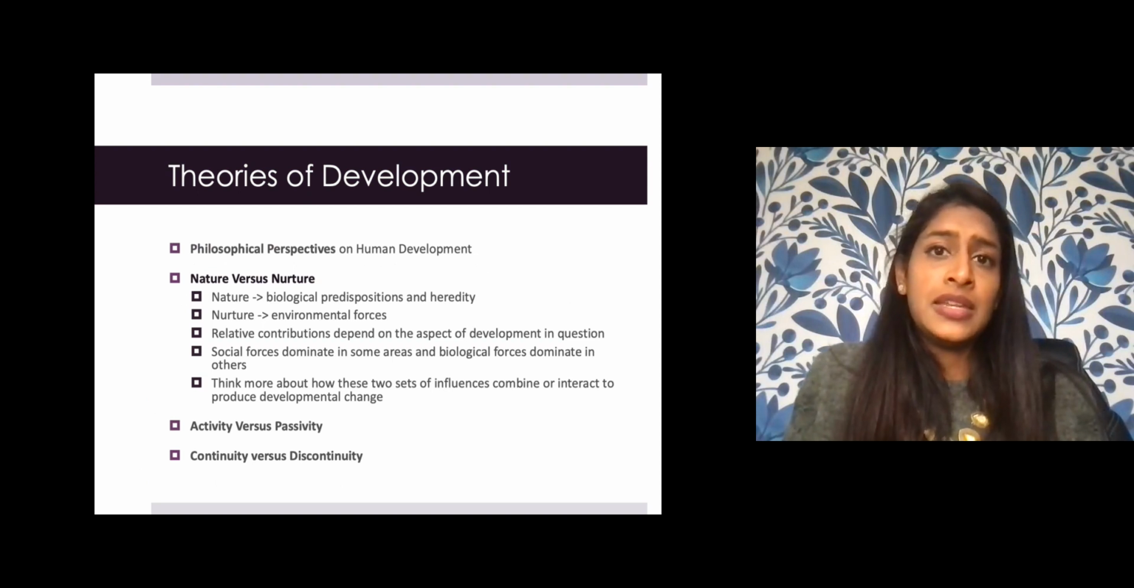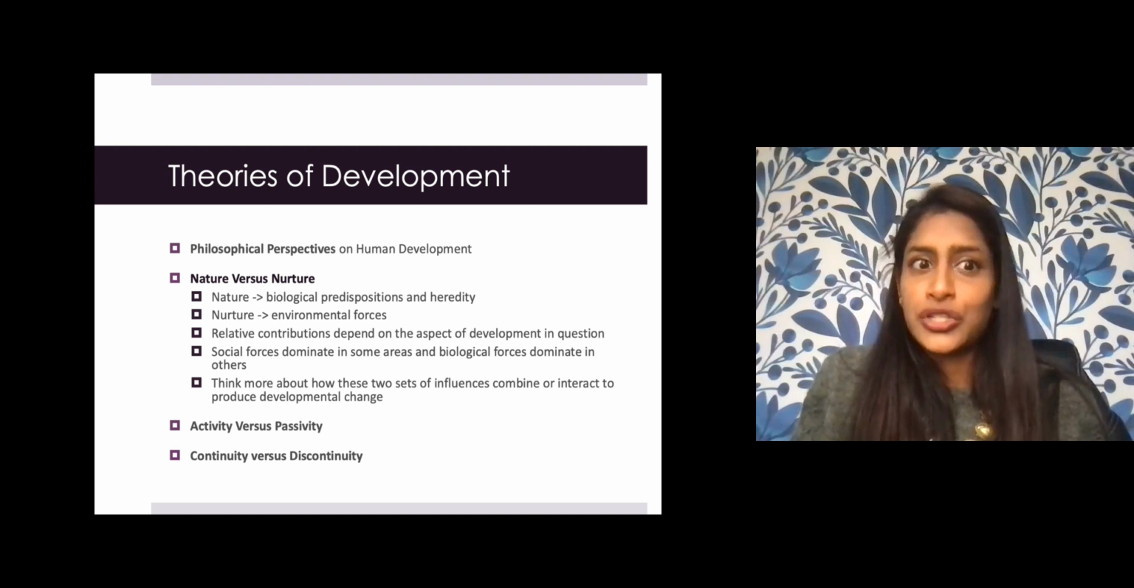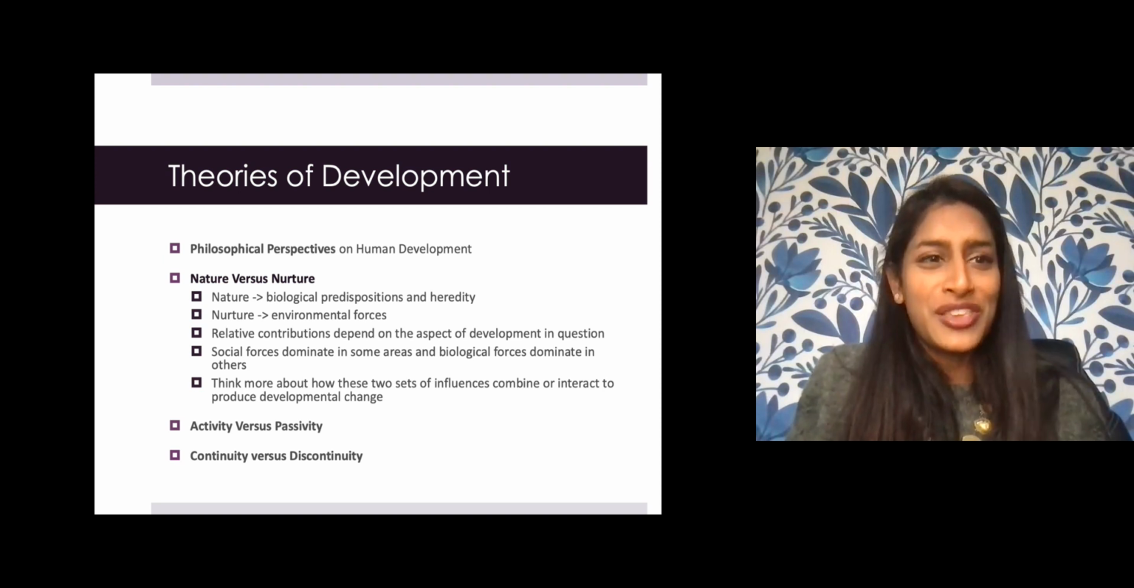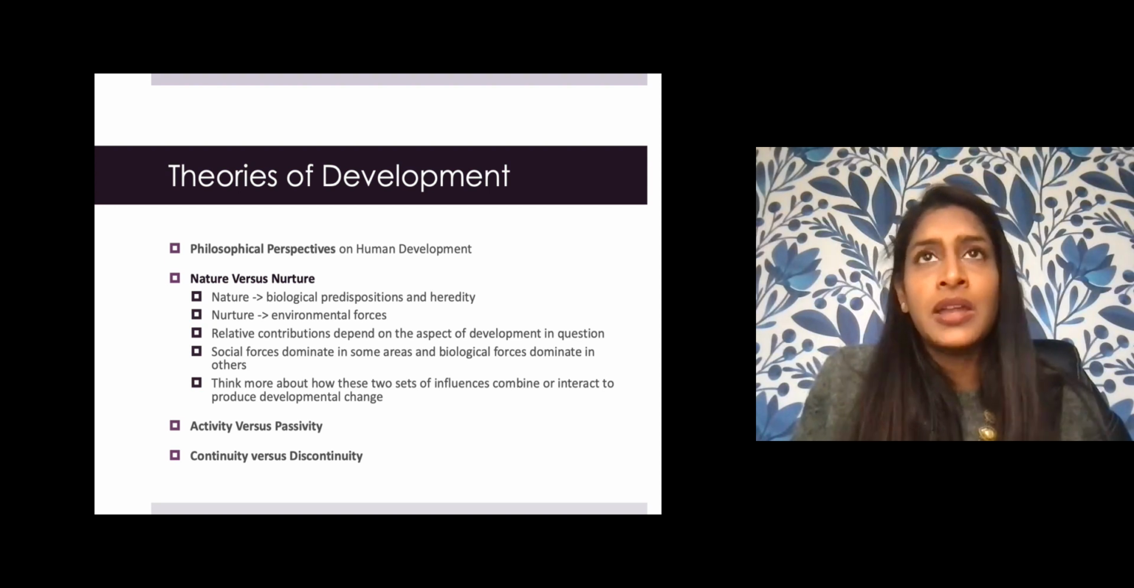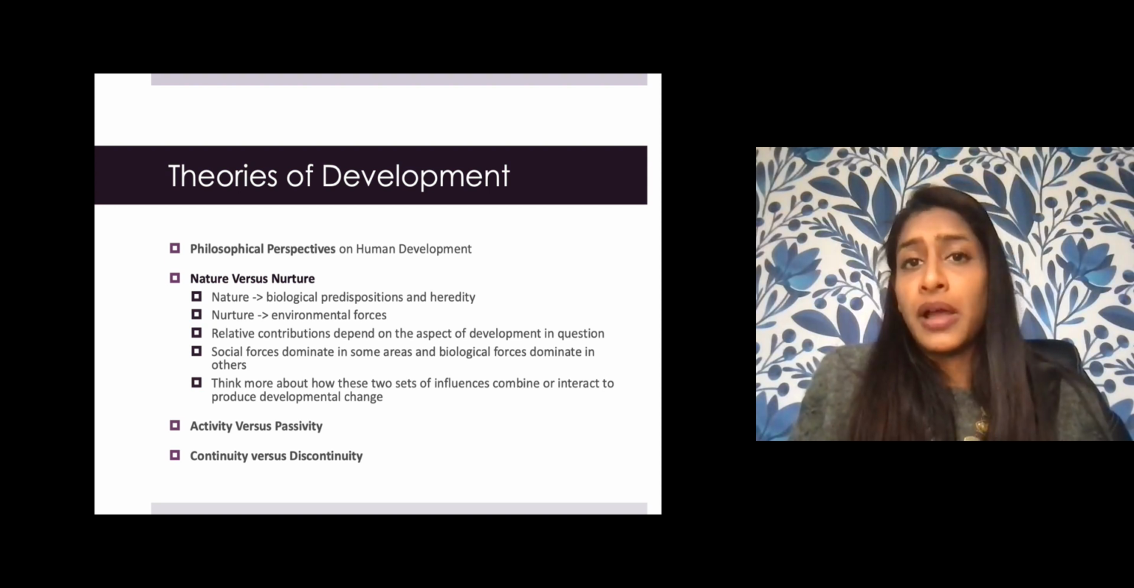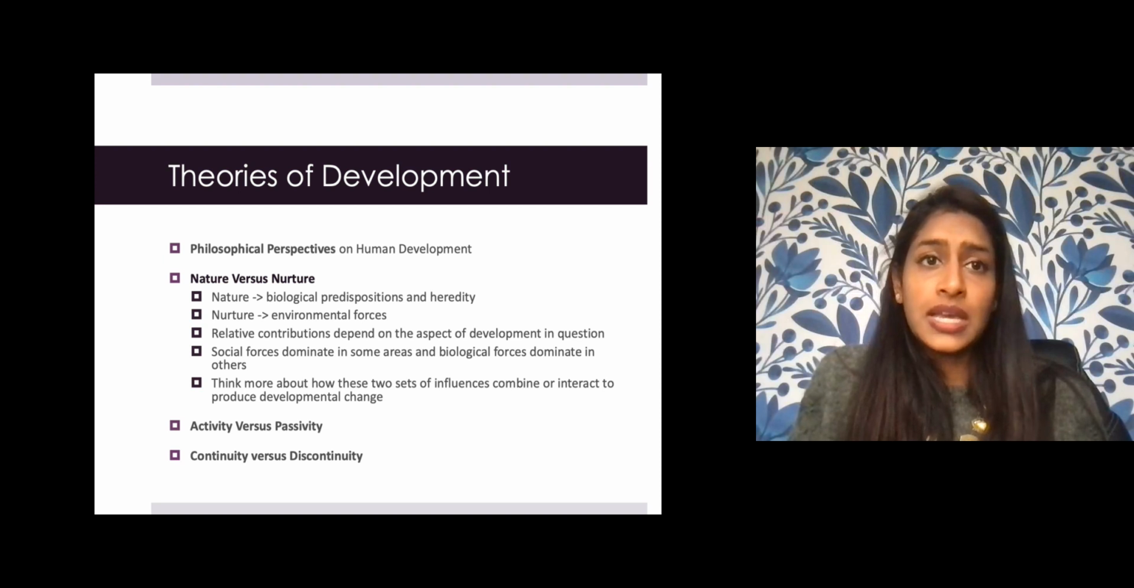Another theory of development is the very famous nature versus nurture debate. I'm sure that you have heard about this before, right? So are we who we are because of our biology? Are we who we are because of our environment? Or are we who we are because of an interaction between our biology and our environment? We're sort of at the last, right? That's kind of where the research is currently, this understanding that we are actually probably much more a combination of both our genetics and our environment than just one alone.